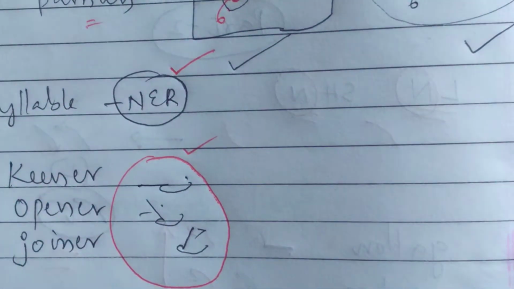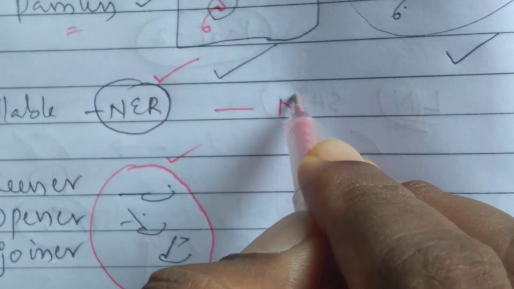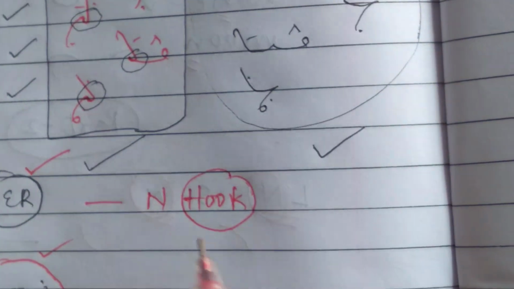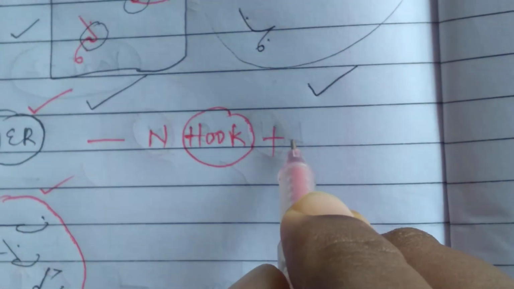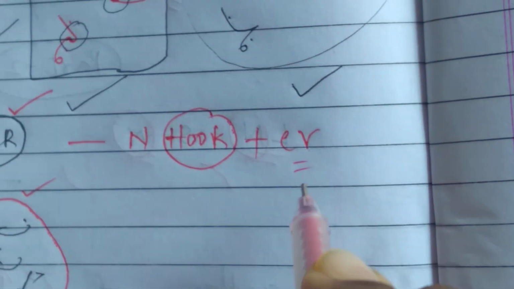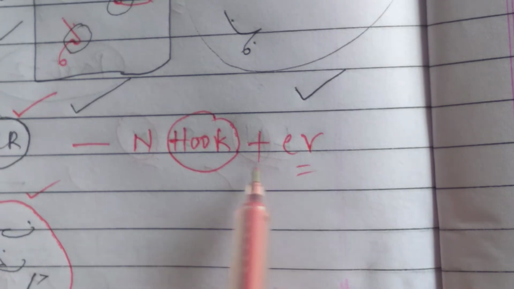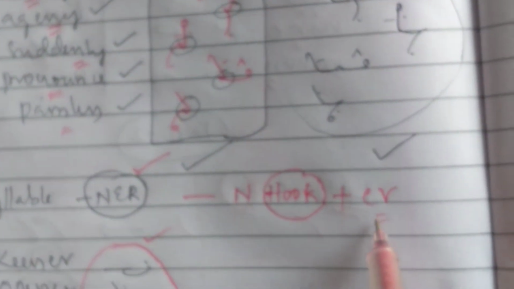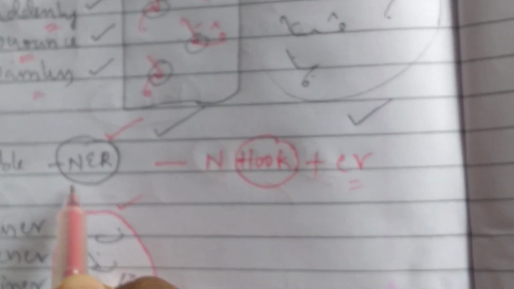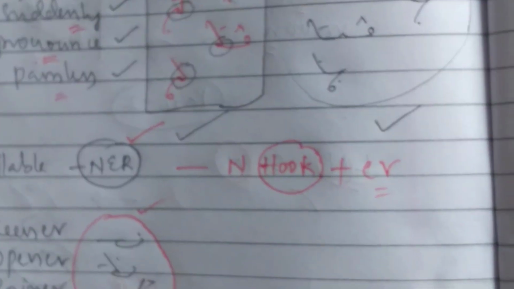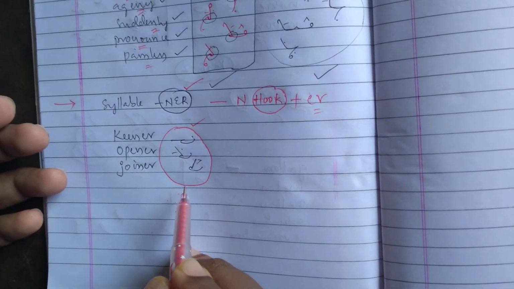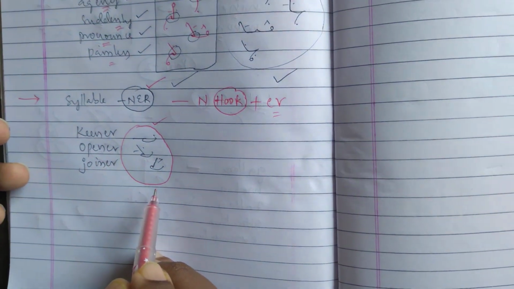Now we learnt the n hook. For this we are going to add r. N plus r is ner. This is also the syllable ner. We are already learning here n hook, n plus r. This is also called ner, this is also ner. But what is the difference here? Just observe this. Initial hook ner, ner, ner, etc. It is easily identified.